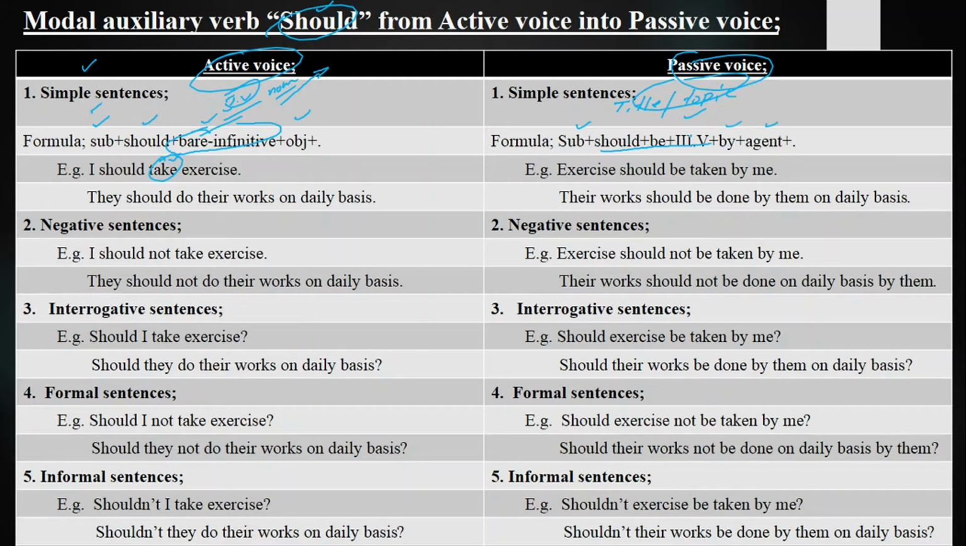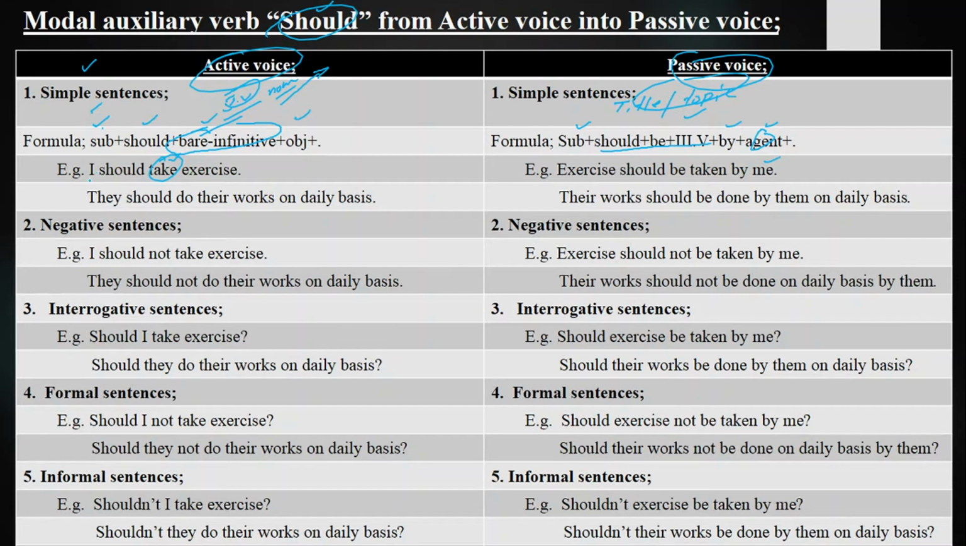And as I told you, when the subject takes the place of object, it will be called agent. Agent means the doer of an action. You will not call it object here. When it takes the place of object, there it will be called agent, the one who does the work in the action.